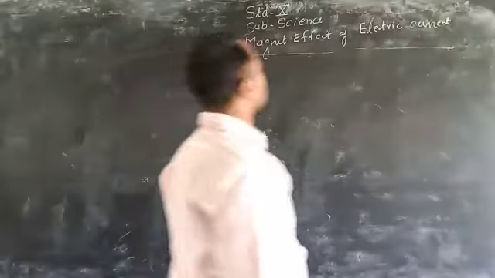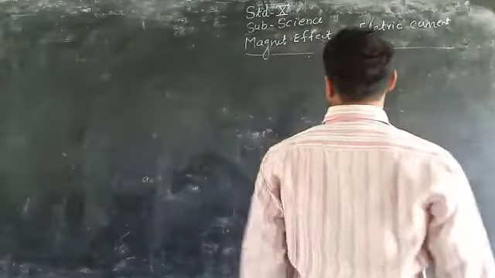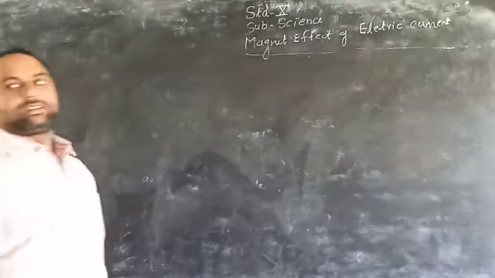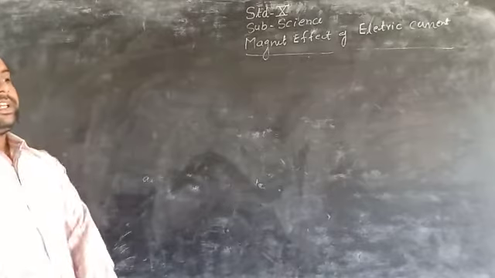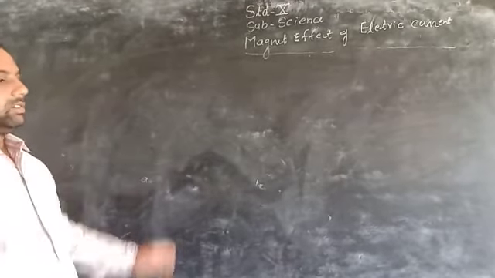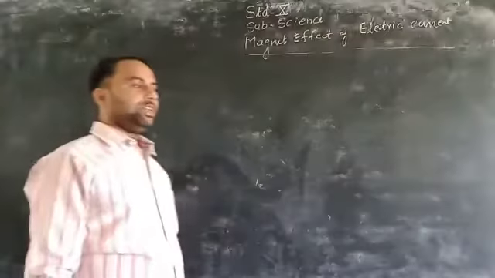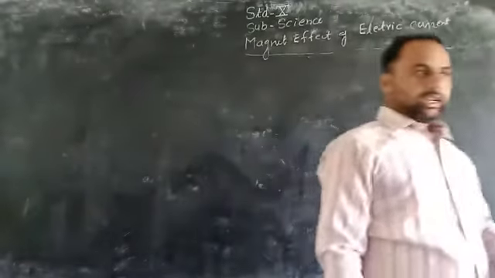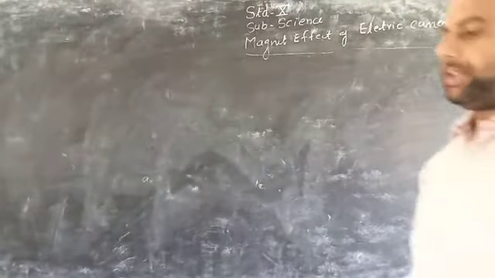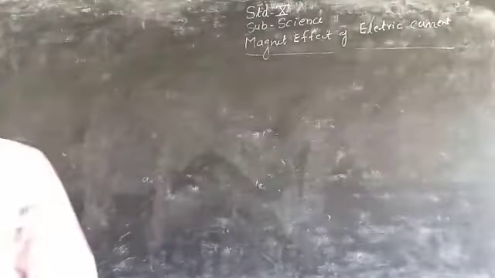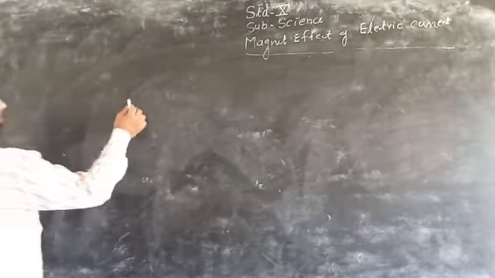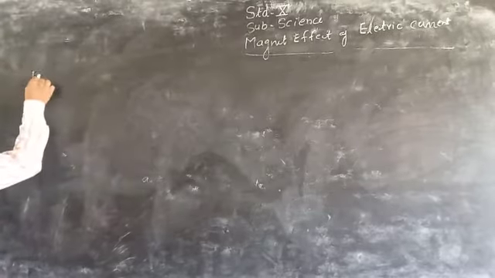Now we discuss the second chapter, magnetic effect of electric current. We have discussed various types of fields that are related here, and now we discuss earth's magnetic field, or various types of earth's magnetic field. In the previous chapter we discussed earth magnetism.